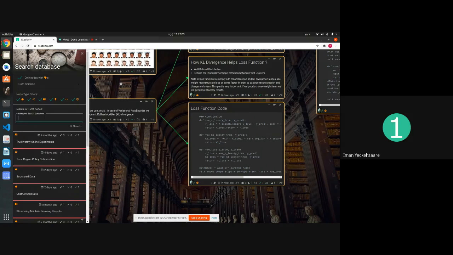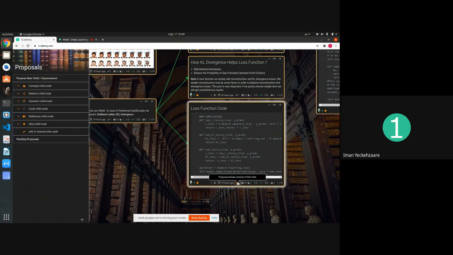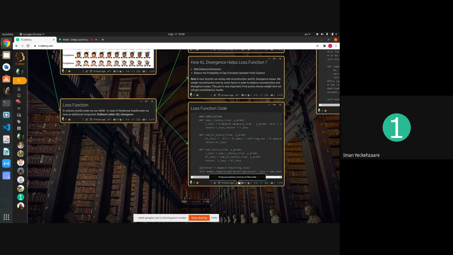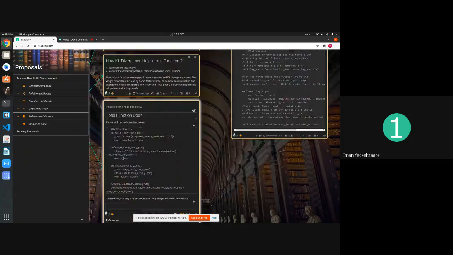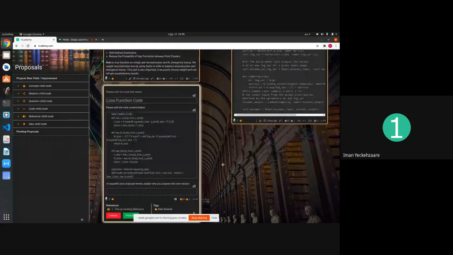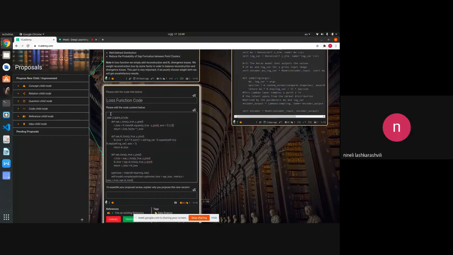And one more thing. For this piece of code, loss function code, can you click the pencil button? Do you mean this? Right. Click edit, please. Edit or improve the node. What you can do is enter a new line on top of the code, on the very top. Here? Yeah.